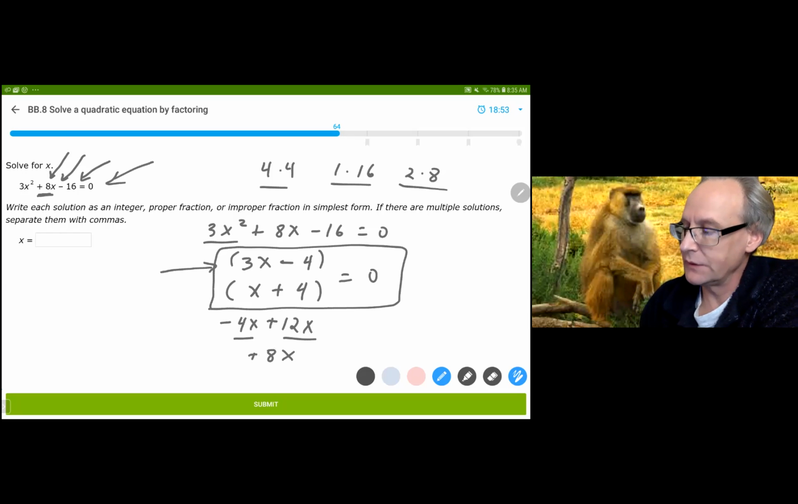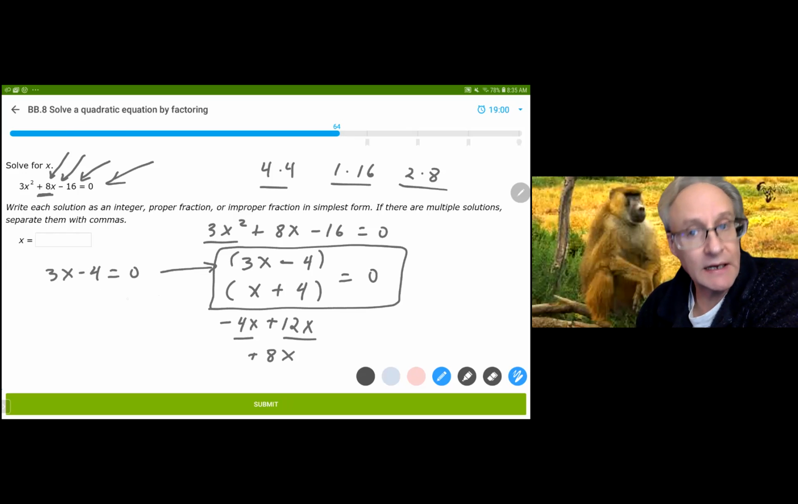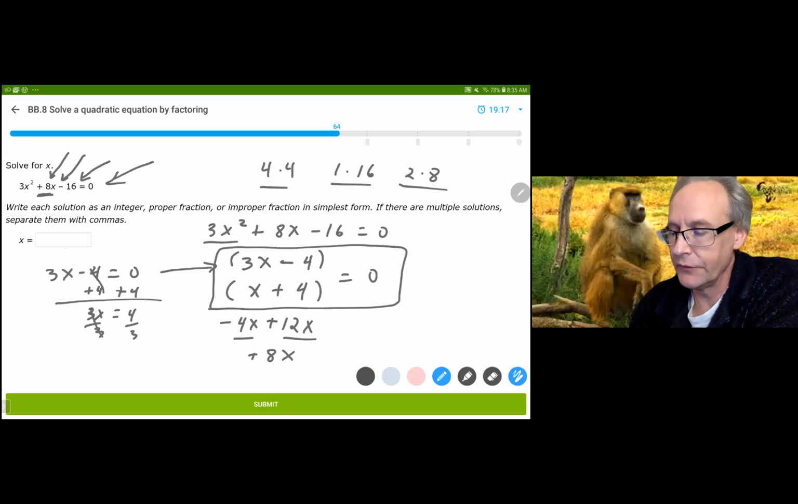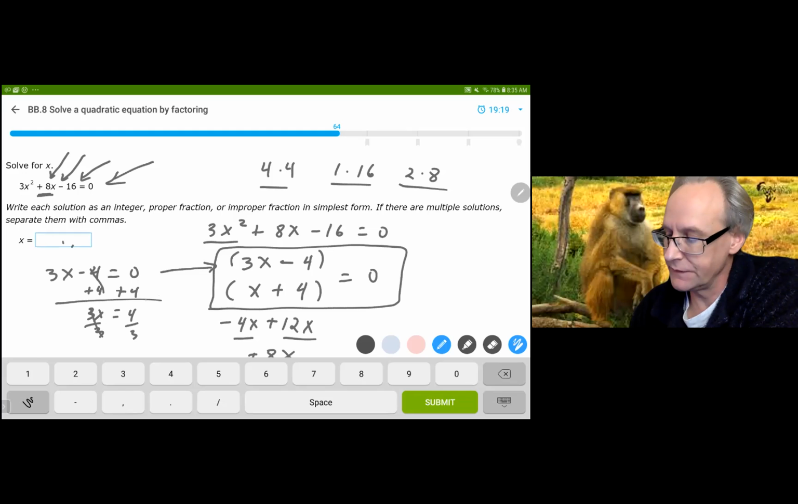Hopefully you can see that I'm going to write it 3x minus 4 equals 0. So my solution is going to be positive 4 over 3 because I'm adding 4 and dividing by 3. So I'll just put the plus 4, and divide by 3. I won't do this again. x equals 4 over 3. So one of my solutions is 4 over 3. And my other solution is going to be negative 4, isn't it? And that's it. You're done.